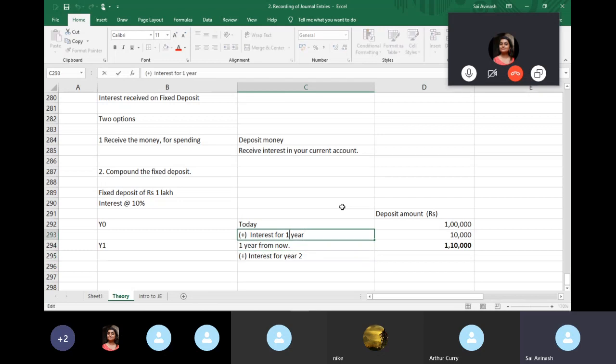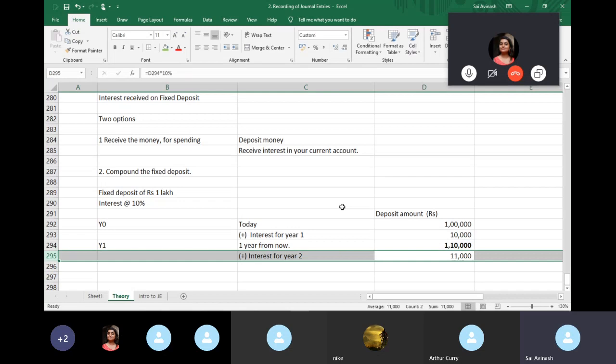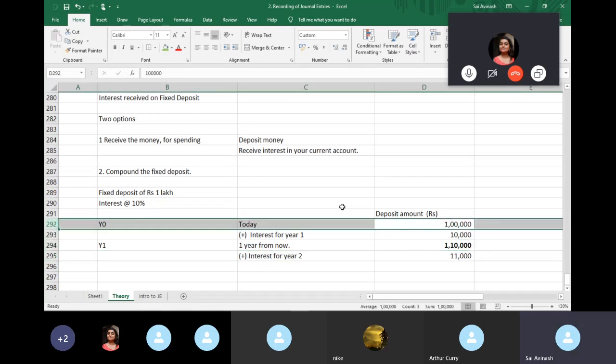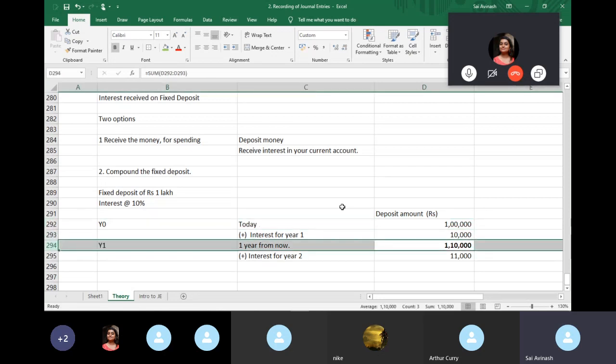Let's make it year 2. So interest for year 2 is 10% of 1,10,000, which means I'll receive 11,000, because when I gave them 1 lakh, they had to pay me 10% on 1 lakh, right? Which means at the end of year 1, they had to pay me 1 lakh, which was the initial deposit value, and 10,000, which is the interest.